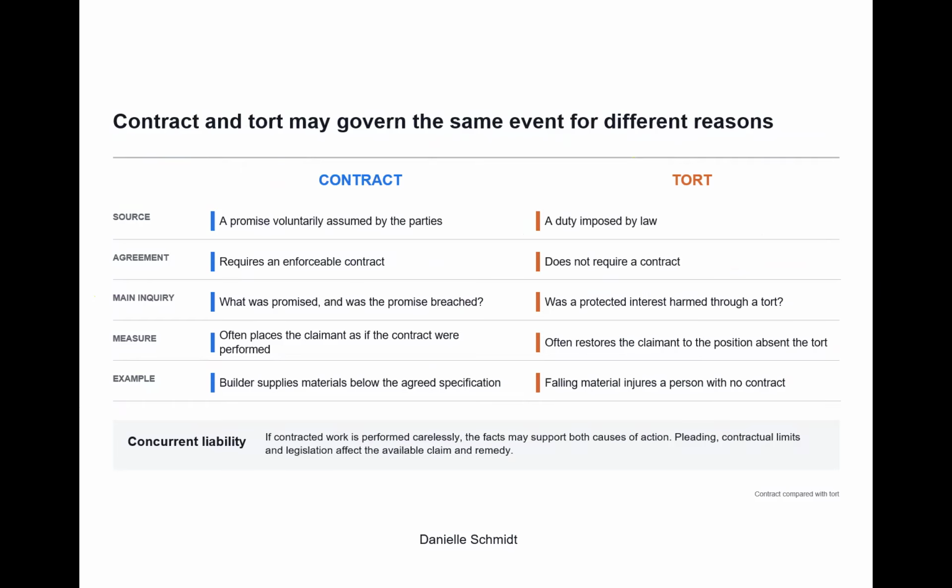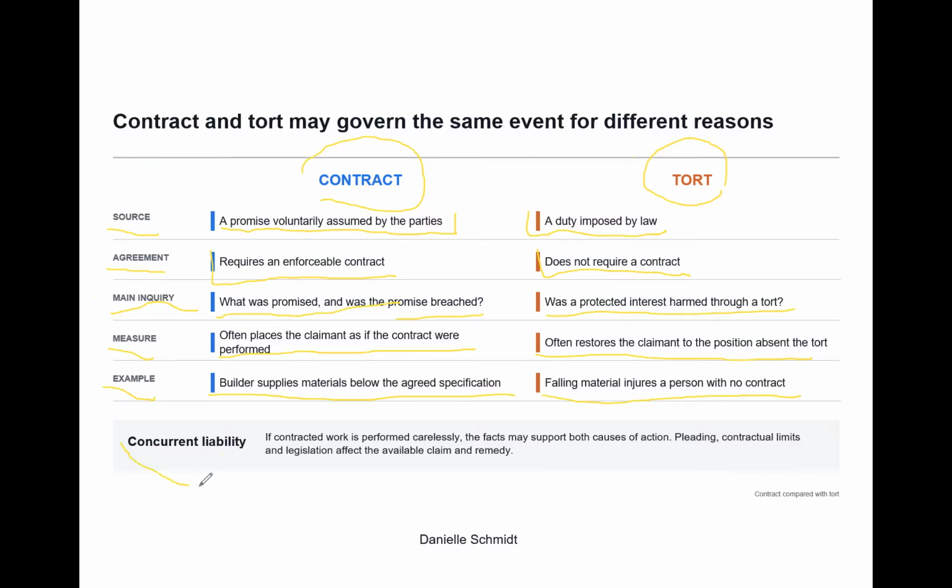Then under contract, we have the agreement, and this requires an enforceable contract. Under tort, we do not require a contract. The main inquiry or issue might be what was promised and was the promise breached. And under tort, was a protected interest harmed through a tort. Measure often places the claimant as if the contract were performed, and tort often restores the claimant to the position had the tort not occurred. Example for you: a builder supplies materials below the agreed specification in the contract, but under tort, it might be that falling material injures a person with no contract.